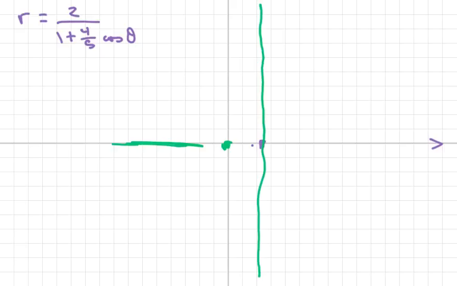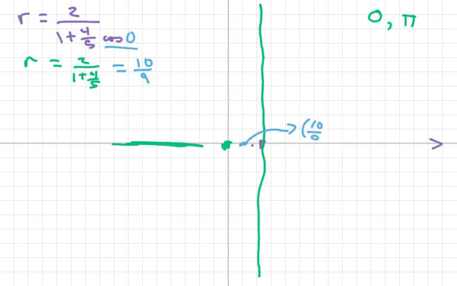Now we need to find the vertices. Since we're on the polar axis, we're going to use 0 and pi for my angle. When you plug in 0, cosine of 0 is 1. So r equals 2 over 1 plus 4/5, and that's going to yield 10 over 9, which is very close to 1, a little higher than 1. So this point here is 10 over 9 comma 0.